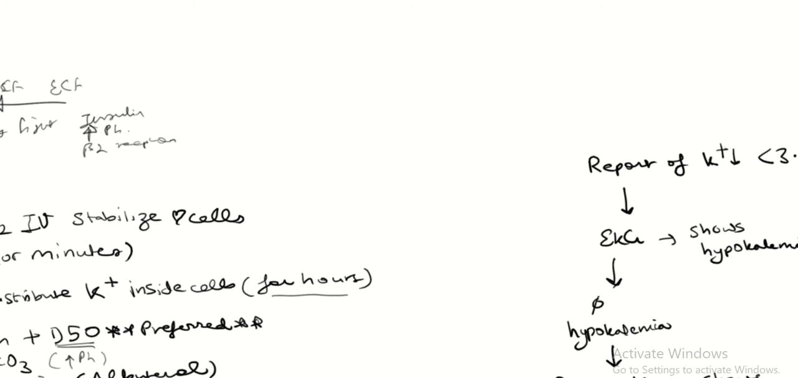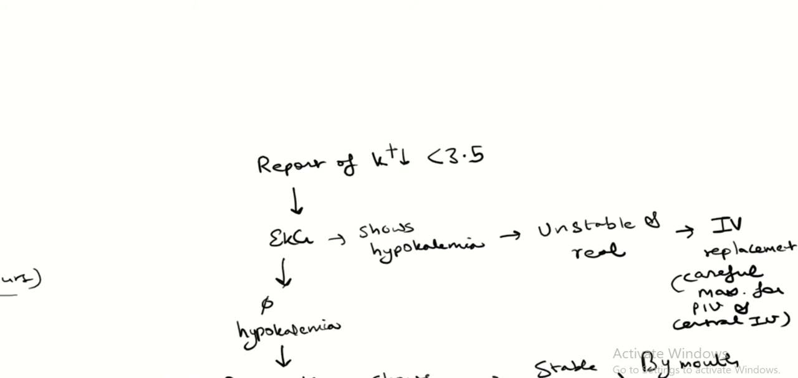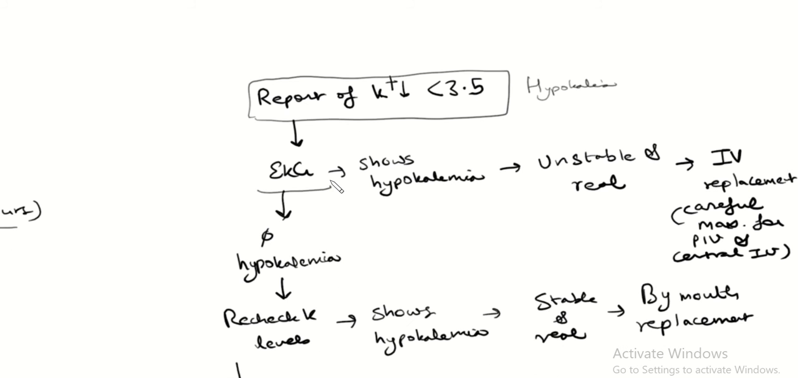Now, we've still got to cover hypokalemia. Okay? This, my friends, is hypokalemia, which is potassium less than 3.5. What do we do? We do an EKG again. Again, we call the provider. Provider might order an EKG. Hey, is the EKG showing flattened T waves? Is it showing a U wave? Yes. Now you have something that's unstable and real. You have unstable, real hypokalemia.